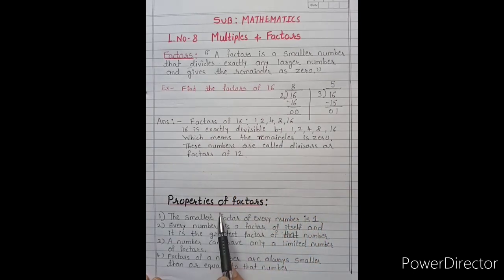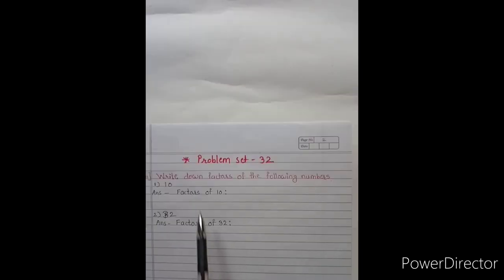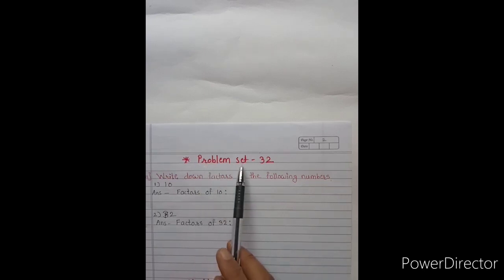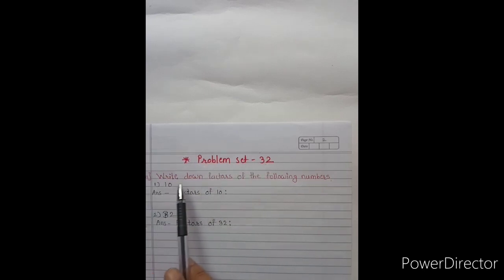Students, note down these properties of factors in your notebook. Now we will solve problem set 32. Question number 1. Write down factors of the following numbers. First question. Now we have to find out factors of 10. Just now we have seen properties of factors.